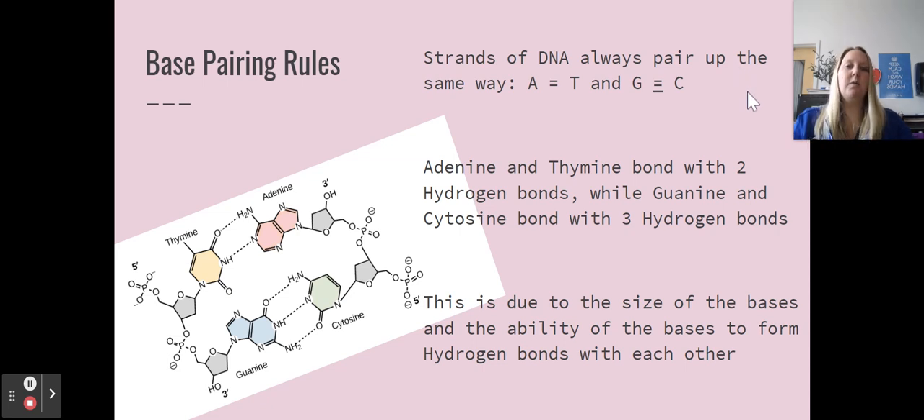The base pairing rules are that strands of DNA always pair up in the same way. A binds with two hydrogen bonds to T, and C and G triple hydrogen bond together. Adenine and thymine bond with two hydrogen bonds, while guanine and cytosine bond with three. Due to the size of the bases and the ability for bases to form hydrogen bonds, there is a difference between the two.